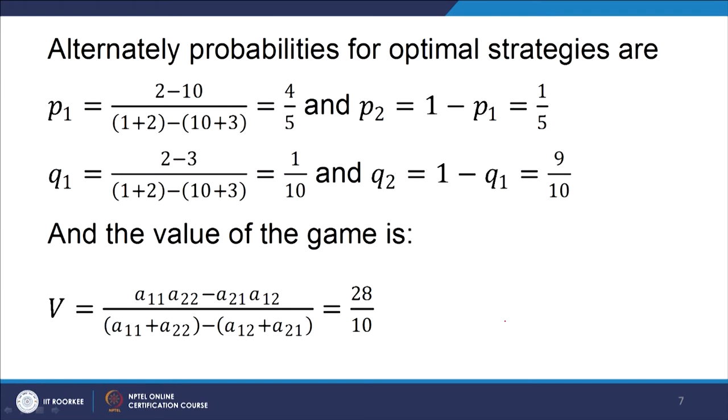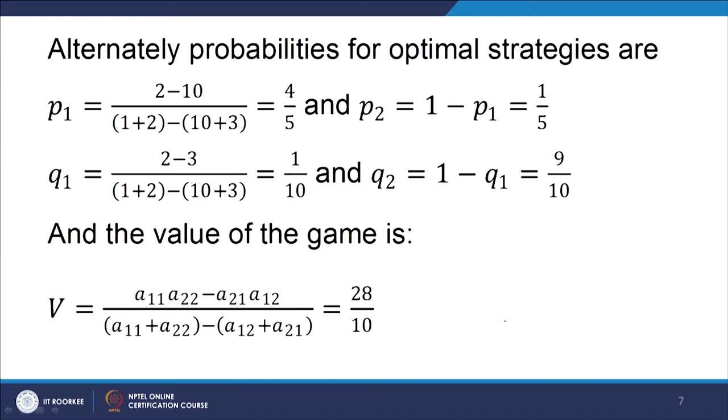As I said, using the formulas that I had given in the beginning, we can also calculate the probabilities. P1 is equal to 2 minus 10 divided by 1 plus 2 minus 10 plus 3, which gives you 4 by 5, and P2 is equal to 1 upon 5, because P2 is equal to 1 minus P1. Similarly, we can calculate Q1 as 2 minus 3 divided by 1 plus 2 minus 10 plus 3, which is equal to 1 by 10, and Q2 is equal to 1 minus Q1, which is equal to 9 by 10.